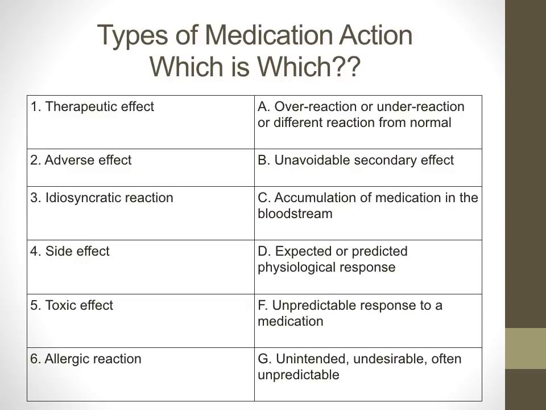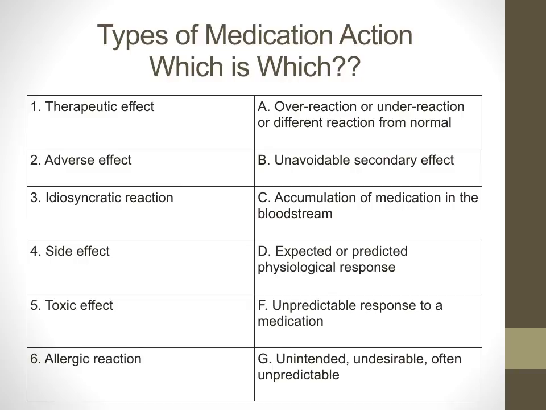So let's look at some multiple choice here. Which types of medication actions occur? You have therapeutic effect, adverse effect, idiosyncratic reaction, side effect, toxic effect, and allergic reaction. Well, for therapeutic effect, that is actually the expected or predicted physiological response. So the correct answer for 1 would be D.